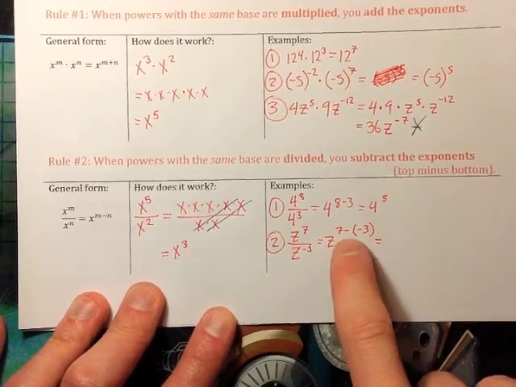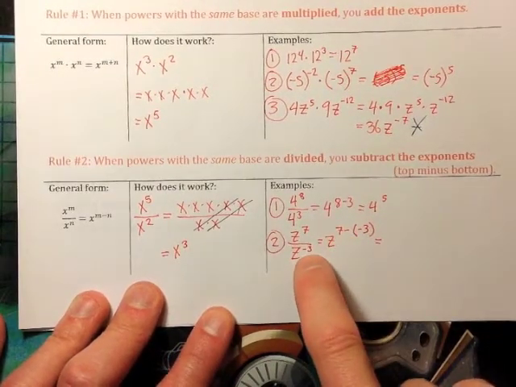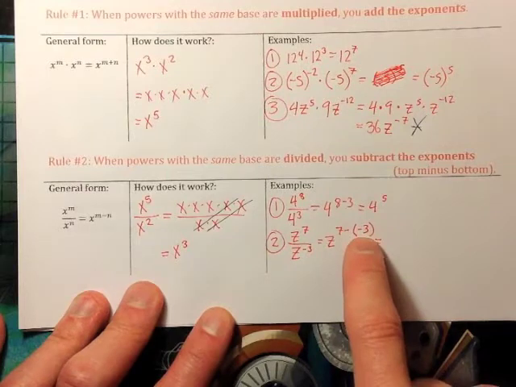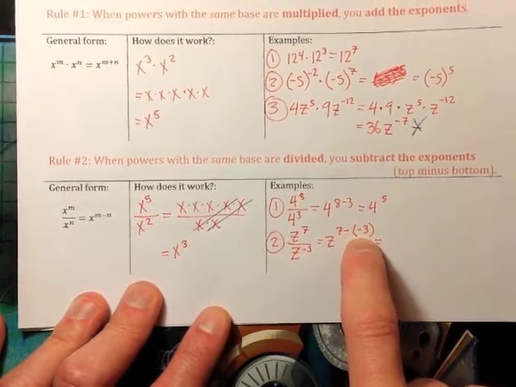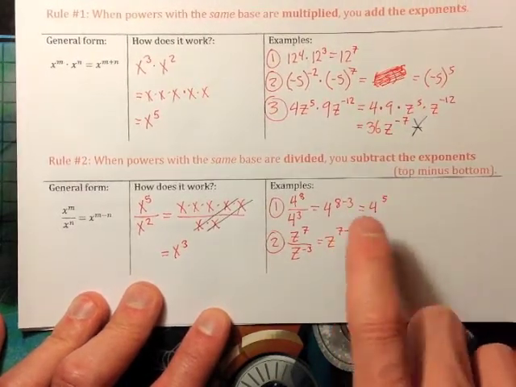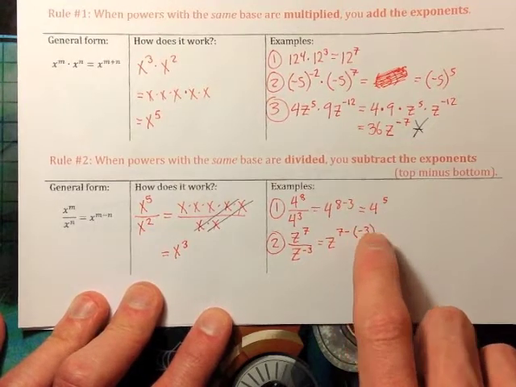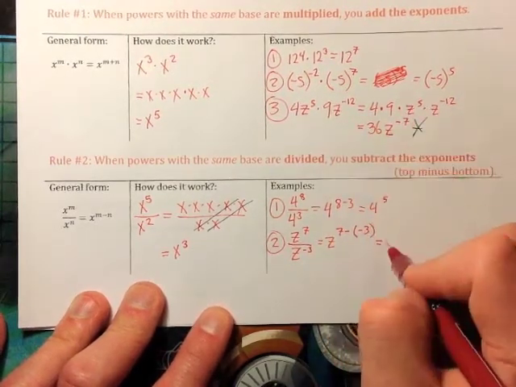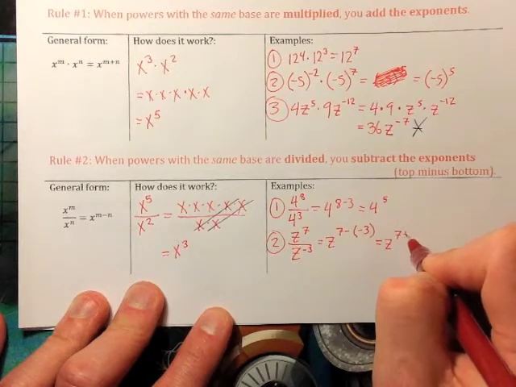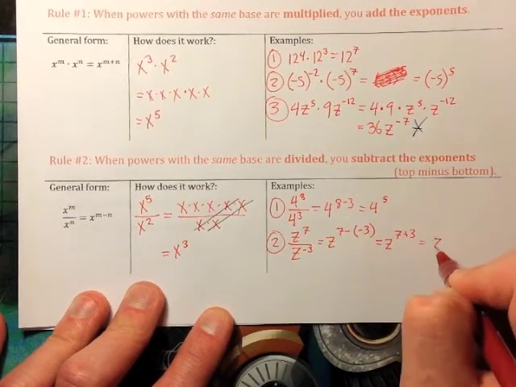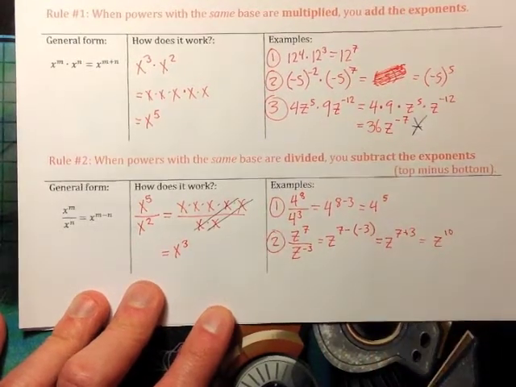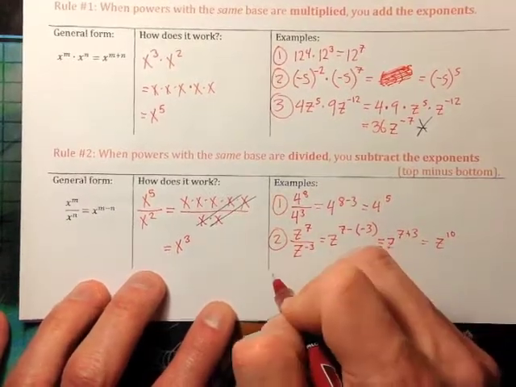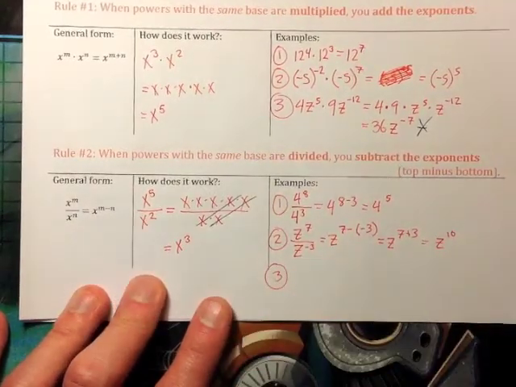Now notice that since I'm subtracting a negative number, I need to wrap the negative inside of parentheses, because this tells me to make the 7 minus a negative 3 into a 7 plus 3. Z to the 7 plus 3 is the same thing as z to the 10th power. That wasn't too bad. Now let's look at one last example.